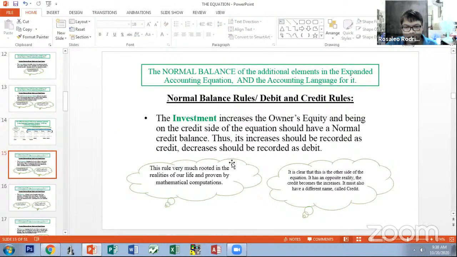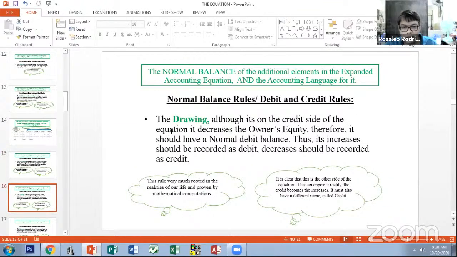This is just the written discussion. The investment increases the owner's equity, and being on the credit side of the equation should have a normal credit balance. Thus, its increases should be recorded as credit, decreases should be recorded as debit. Then the drawing, although it's on the credit side of the equation, it decreases the owner's equity. Therefore, it should have a normal debit balance. Thus, its increases should be recorded as debit, decreases should be recorded as credit.